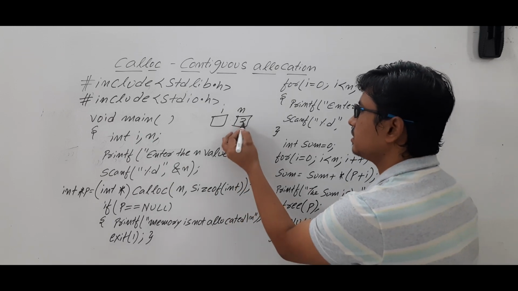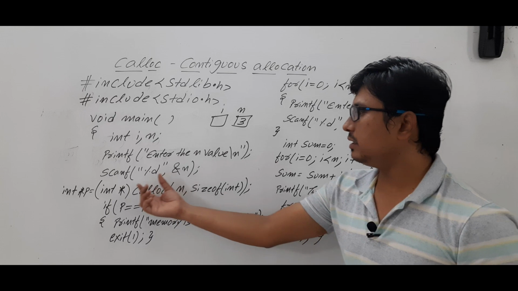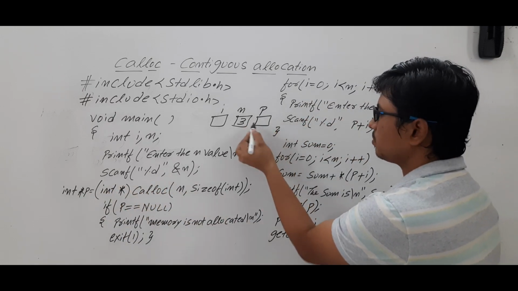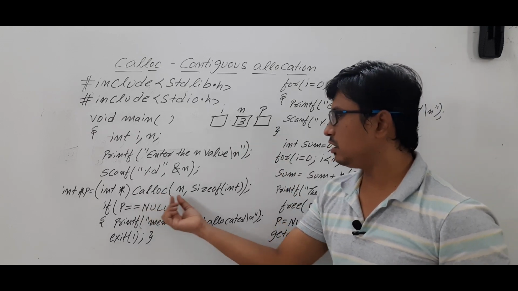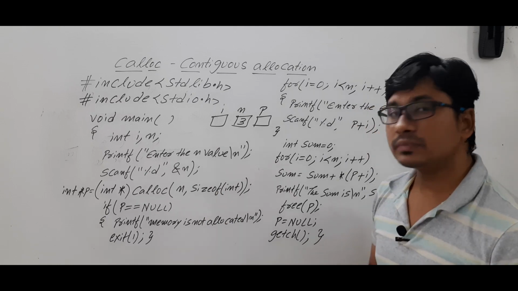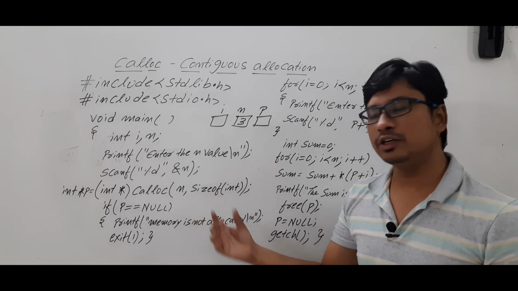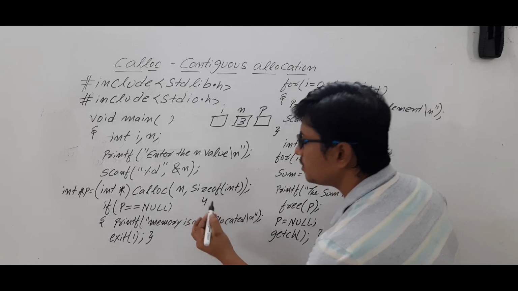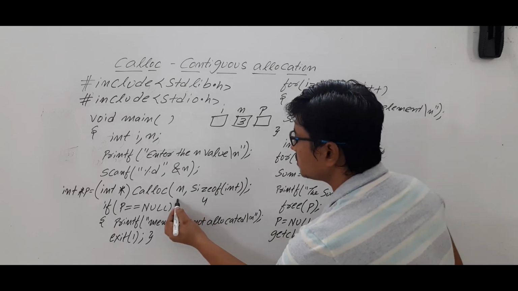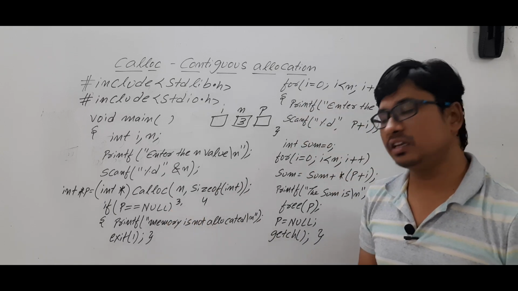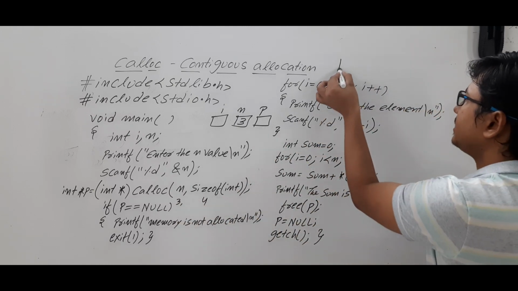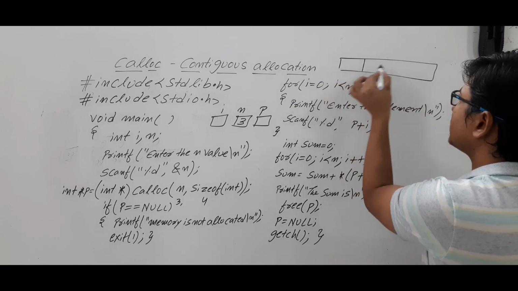Let's take that the user has entered the n value as 3 and you have written int *p, so you are declaring a pointer p and you have used the calloc function, n comma sizeof int. Let's take that you are running this program on a 32-bit compiler, then you know that 4 bytes of memory is required to store one integer, and you are asking to create 3 such blocks. So 3 into 4, which will be 12 bytes of memory, will be created dynamically during the runtime.